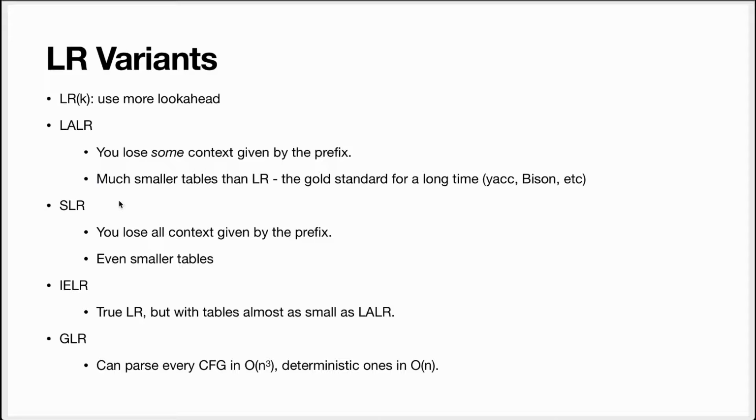SLR is like a hyper version of LALR. There is even less context, but as a consequence, it has even smaller tables. IELR, this one is very difficult to pronounce, is not really a variant of LR. It's a way to implement LR that makes it have tables that are almost as small as LALR. So this is really technically impressive. And finally, GLR, which is generalized LR. And this can parse every context-free grammar in O(n^3) time and deterministic ones in linear time.